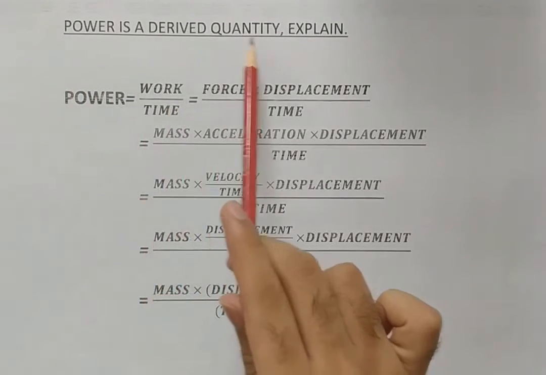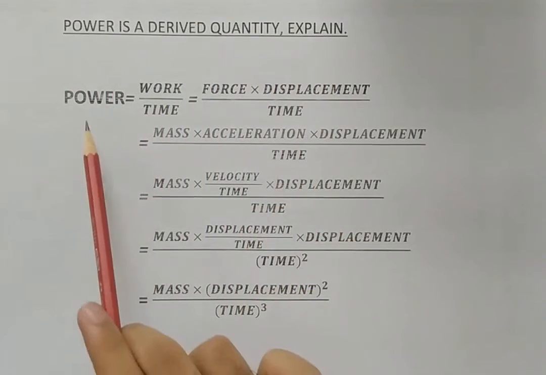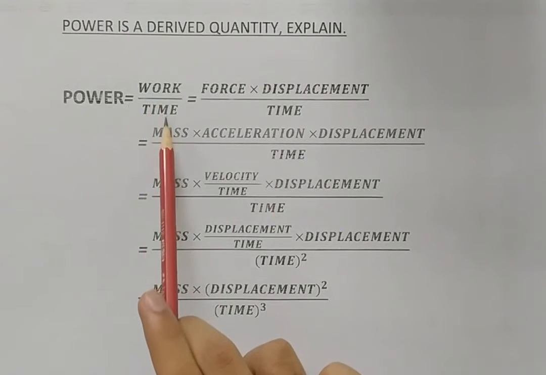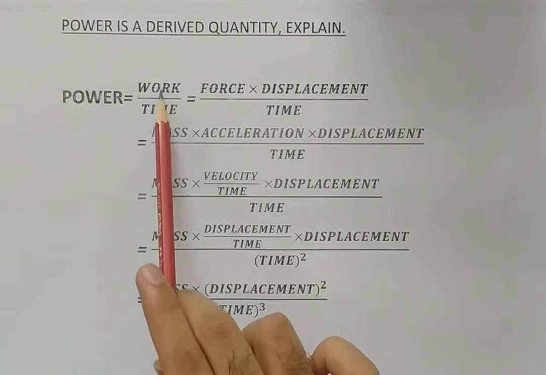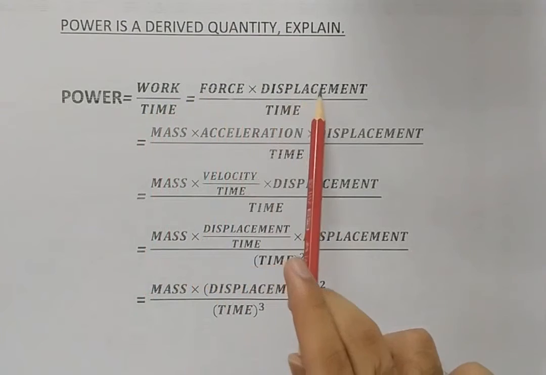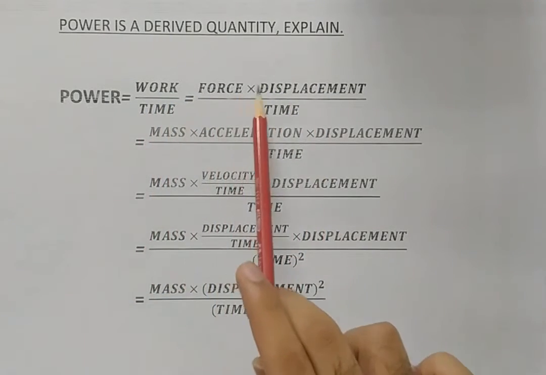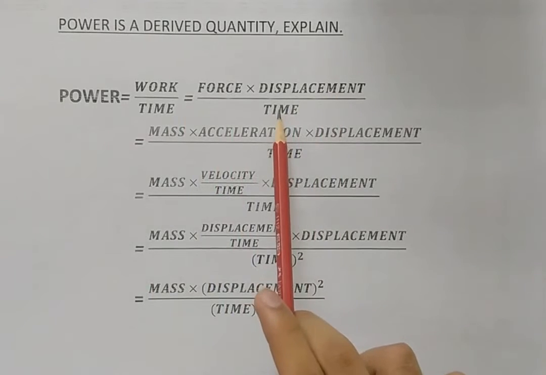Power is a derived quantity. Explain. We know power equals work divided by time. We know work equals force into displacement. So power equals force into displacement divided by time.